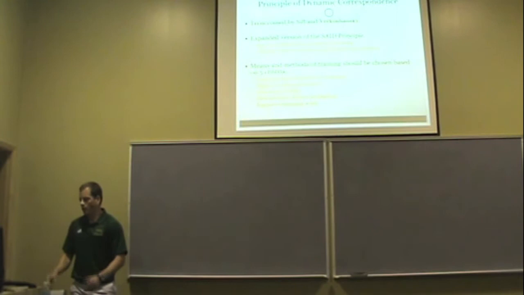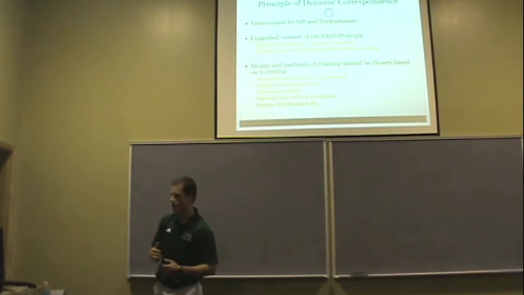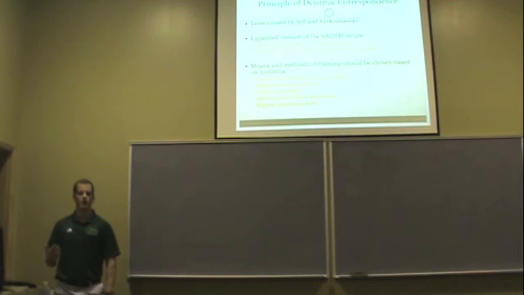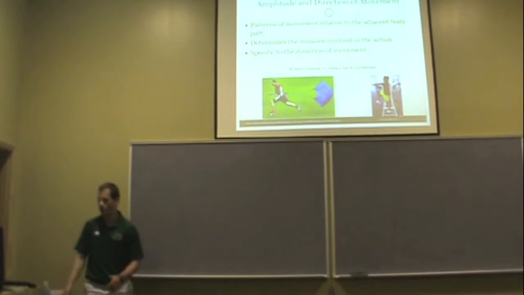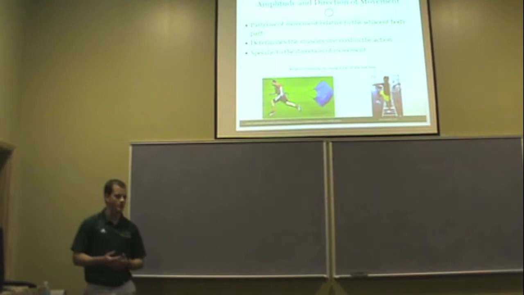So dynamic correspondence takes it a little bit further and sets up five criteria that means and methods should adhere to, or at least try to adhere to as many as possible. And this is what makes an exercise more specific to the motion or the action that you're trying to develop. First one, amplitude and direction of movement. Pretty much just what it sounds like. To adhere to this criterion, you need to be in the same range of motion and in the same direction of that movement. So patterns of movement are relative to the adjacent body part.